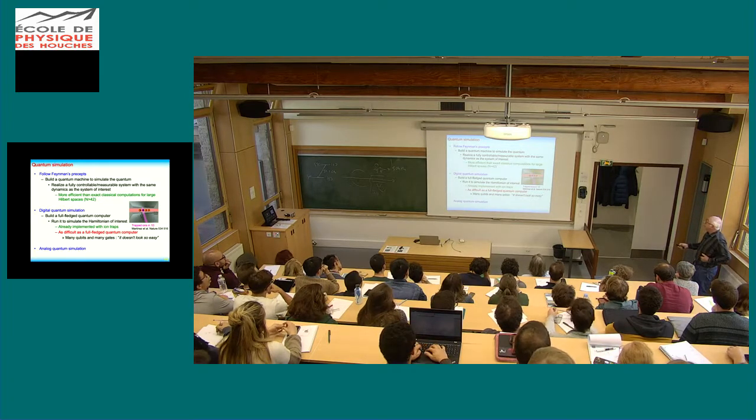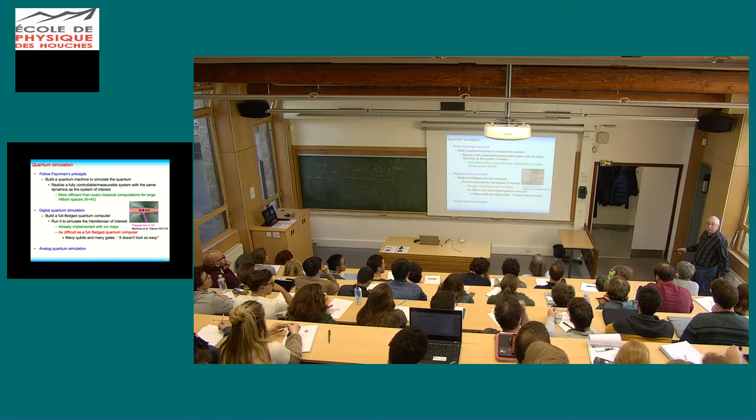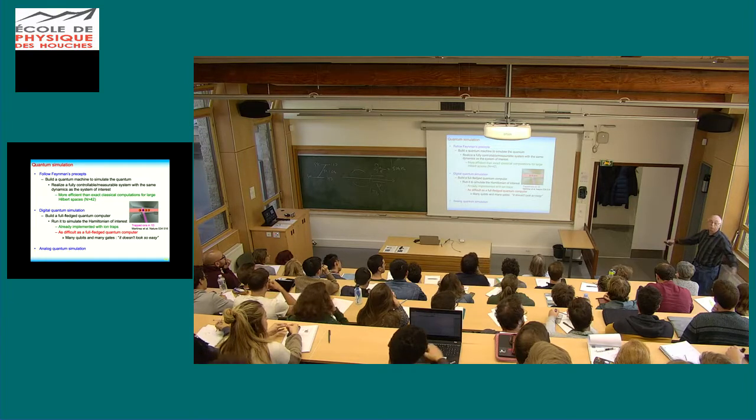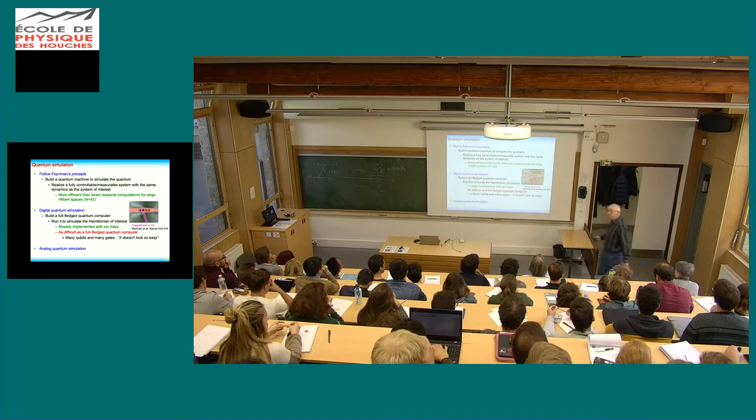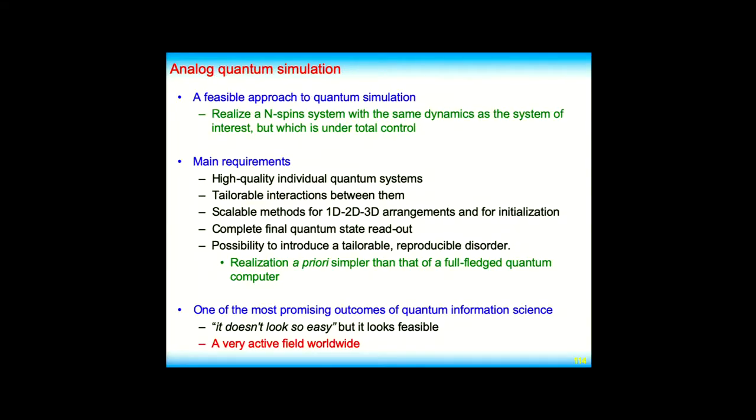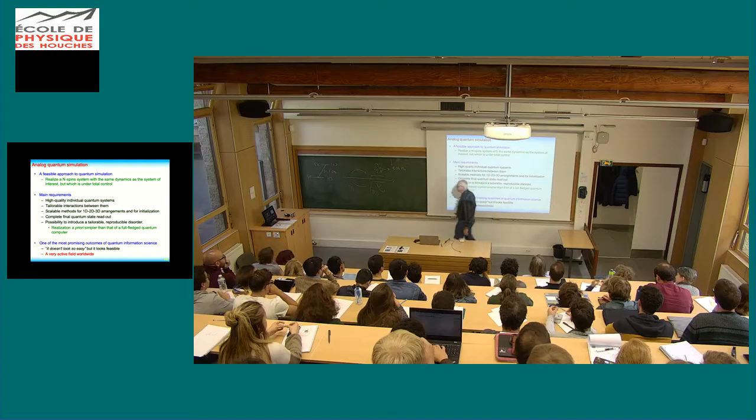So you can do that analog, that is, build a system that has the same Hamiltonian. You can also do that digitally. If you had a quantum computer, you could run it to simulate any quantum system, because you can always slice any Hamiltonian into any other by an operation called Trotterization, from Trotter. But I would like to go to analog quantum simulation.